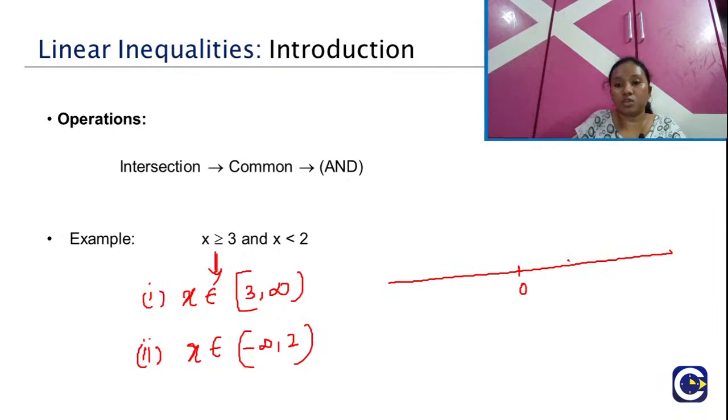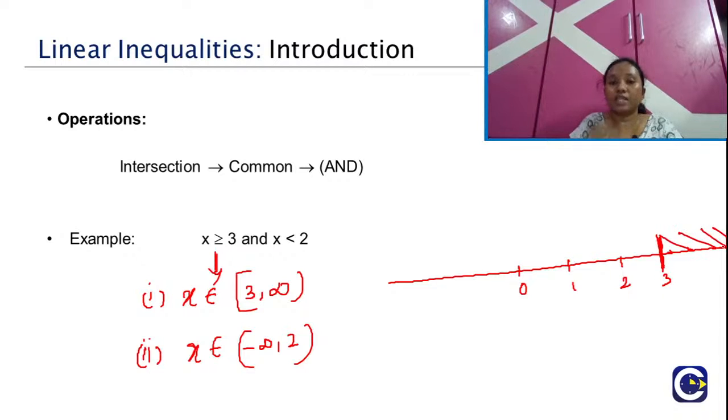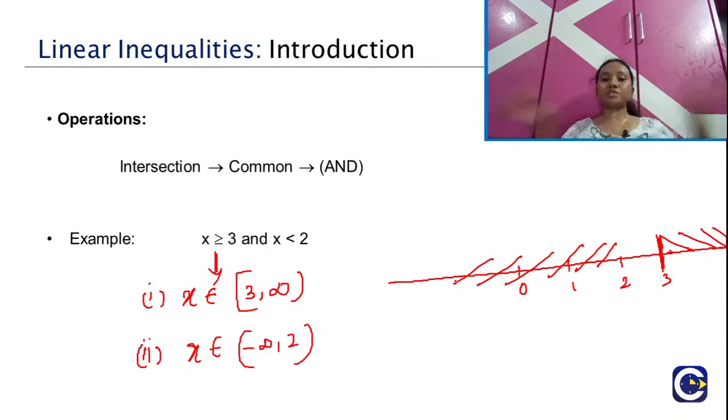So let it be 0, 1, 2 and 3. For the first inequality, the x values will be greater than or equal to 3, which means it will start from here and go like this. So that will be my first solution. And for the second, it will be x less than 2, so it will be from here. If we observe, these are two separate solutions. There is no common intersection or common interval for these two inequalities.